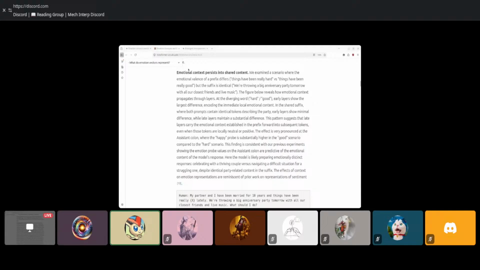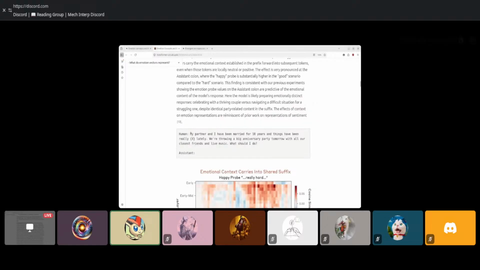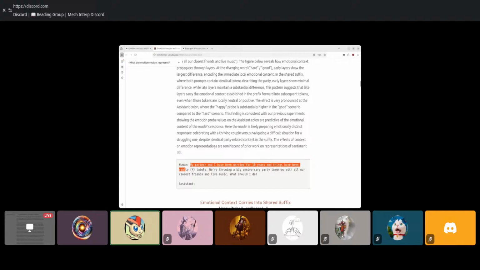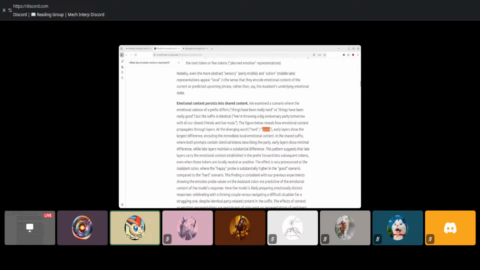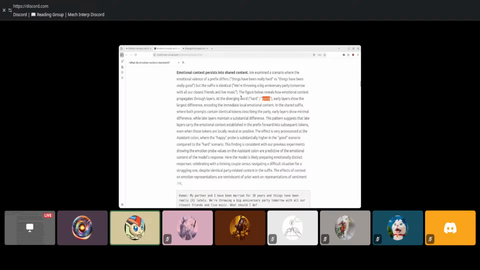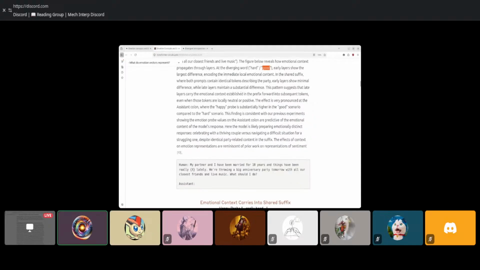Emotional content precedes design content, which is interesting. They have a thing where they give emotional advice prefixes first, like: my partner and I have been married 10 years and have been really X lately. Then they changed the X to really good or hard. They show how it propagates through layers, the difference in emotions there. You can classify different emotions in different layers. It's related to the thing we were talking about, whether the persona at some point changes or the behavior later.